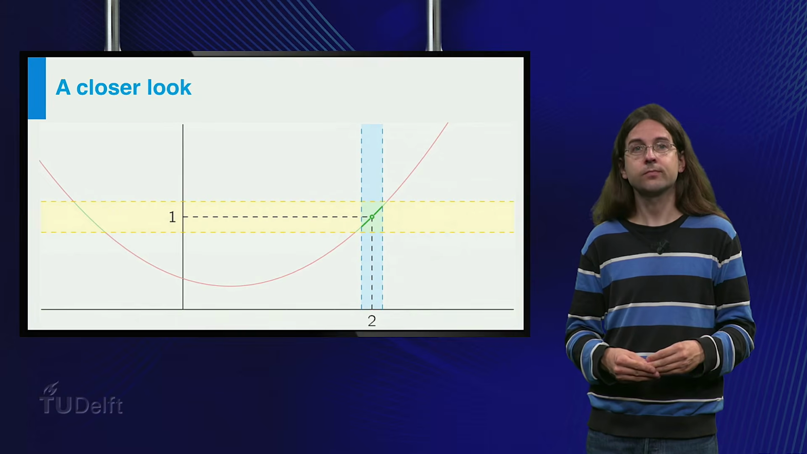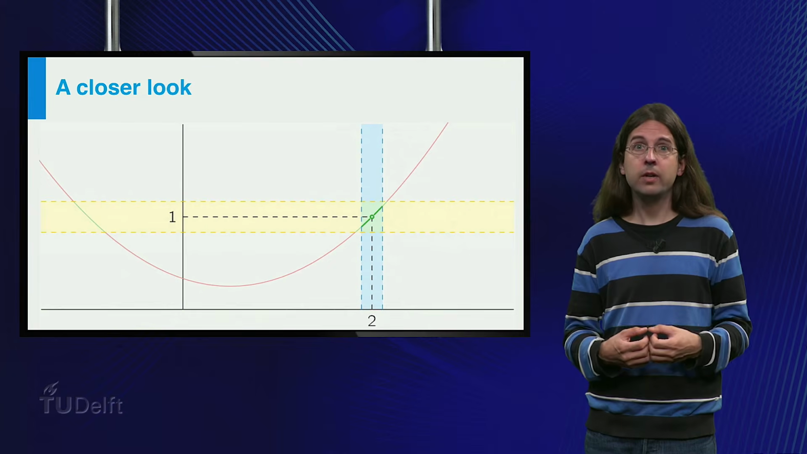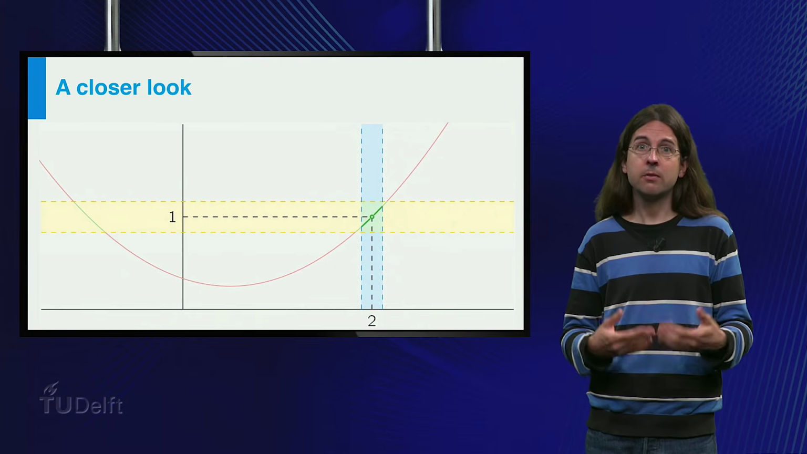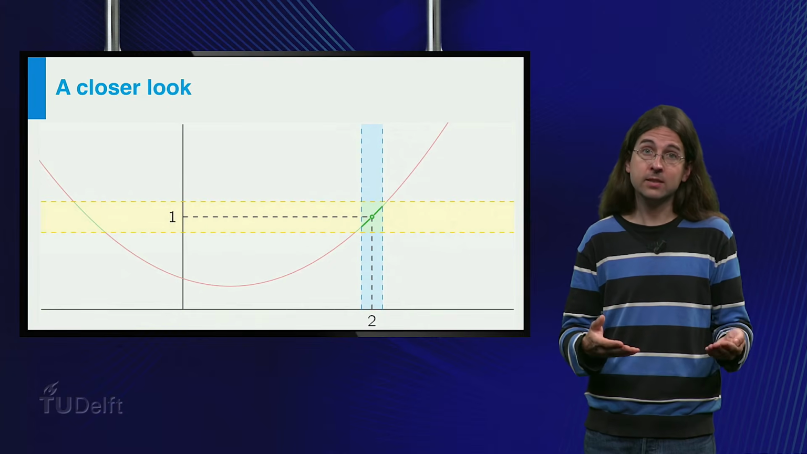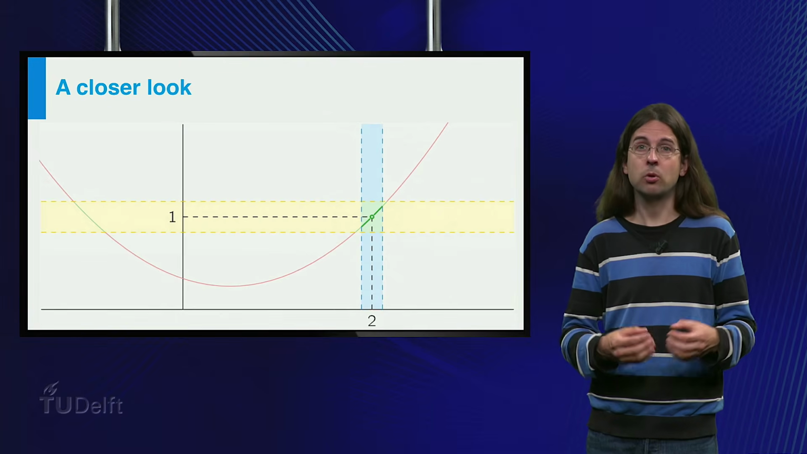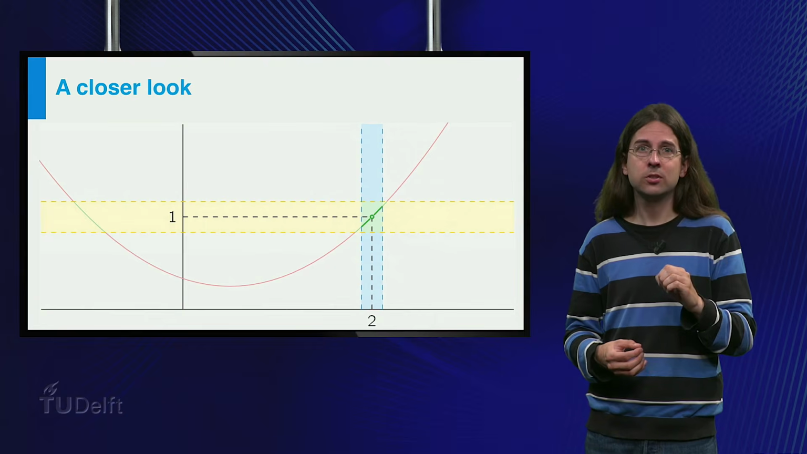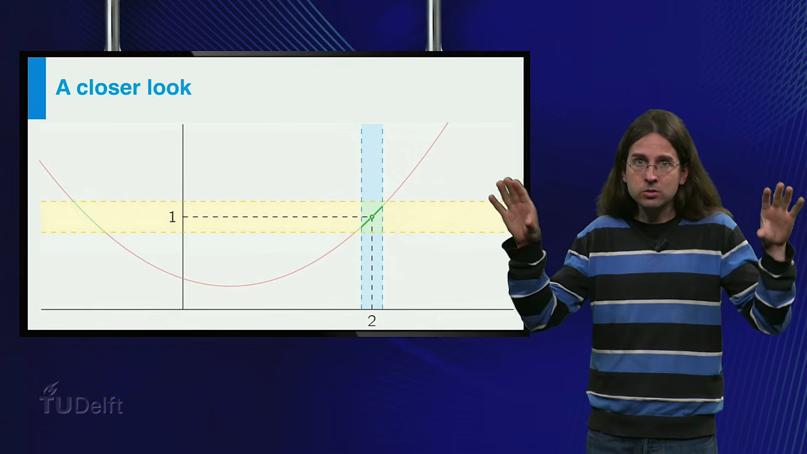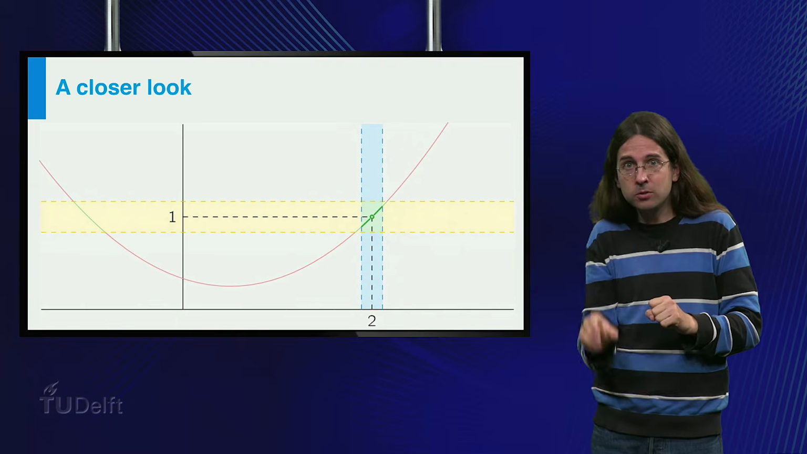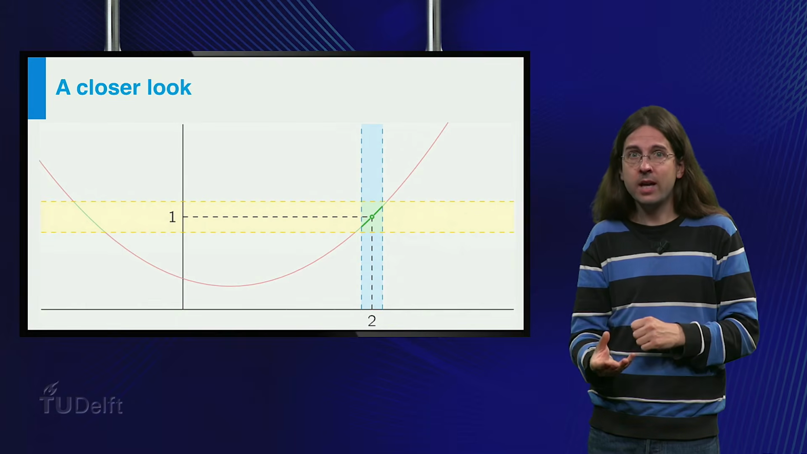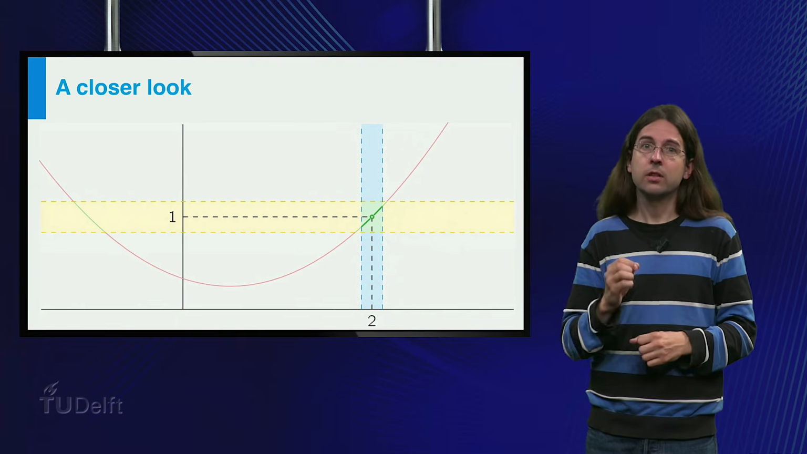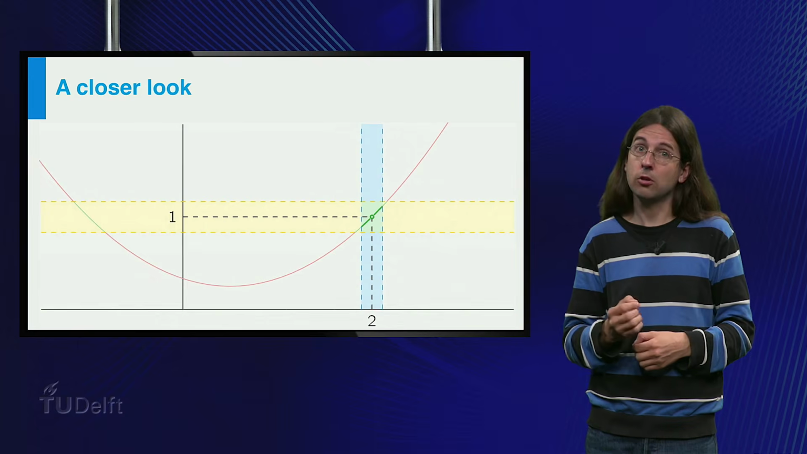Now we can be precise about what we mean when we say that the limit of f of x as x goes to 2 equals 1. It means that for every tolerance you choose, any size of horizontal band, there is a vertical strip such that for every x in the vertical strip, the function value differs less than the tolerance from 1.